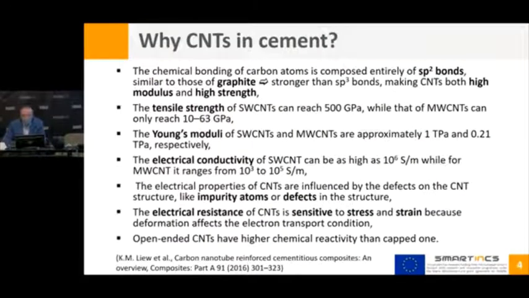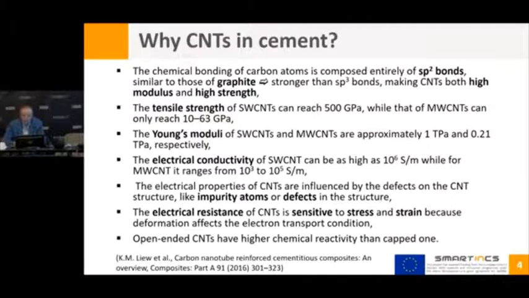The chemical bonding of carbon atoms is composed mainly of sp2 bonds, which are similar to those we can find in graphite. These bonds are much stronger than the sp3 hybridization we can find in diamond, and so this makes the carbon nanotubes high in elastic modulus, and of course high in strength. So it is expected that the tensile strength, for example, of single-wall carbon nanotubes can reach 500 gigapascal, one order of magnitude less for the multi-wall carbon nanotubes.